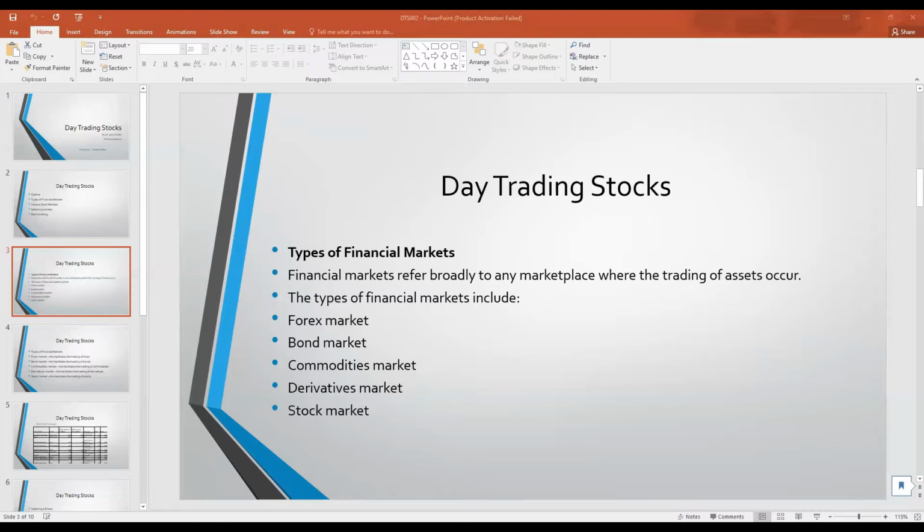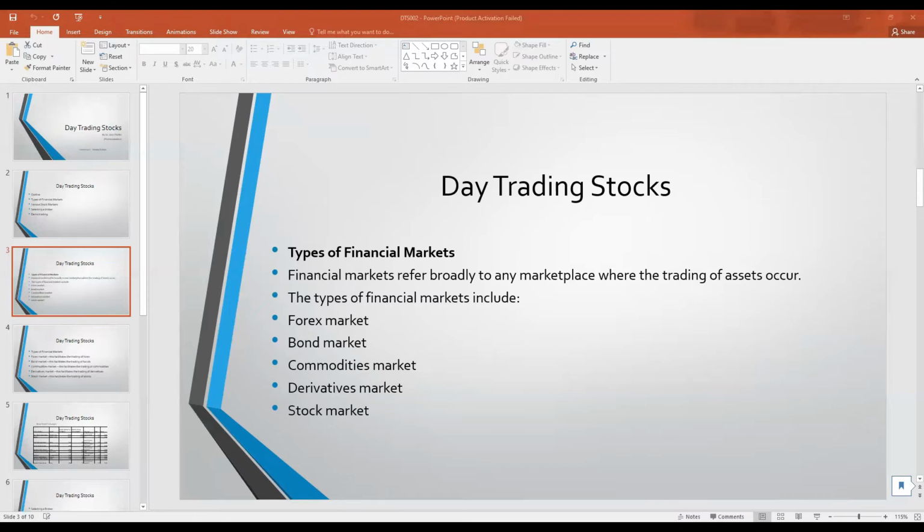The third type of asset is a commodity. Commodities here refer to primary commodities. These include agricultural commodities like corn and sugar, metals like iron and copper, and energy commodities like oil and gas.